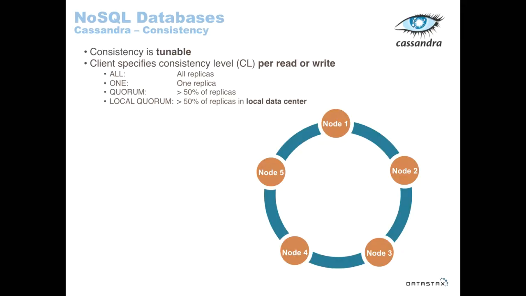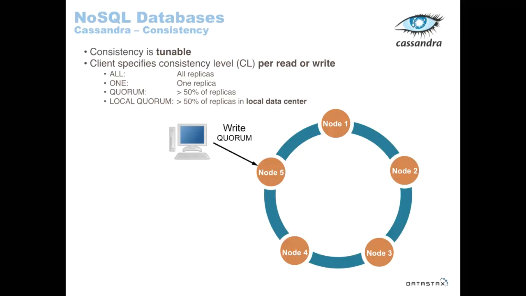With 1, you're happy with 1 replica being consistent, in the trivial use of the word consistent. Quorum is more than 50% of the replicas, or local quorum is 50% of the replicas in the local data center.